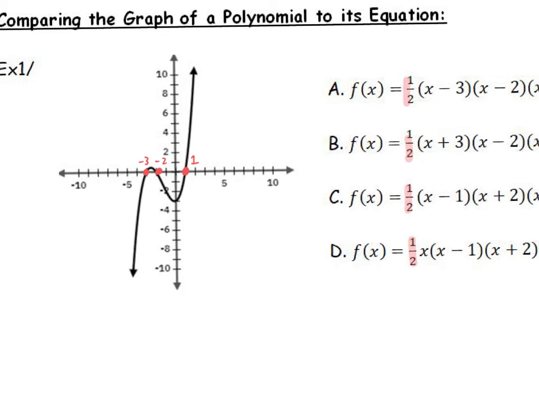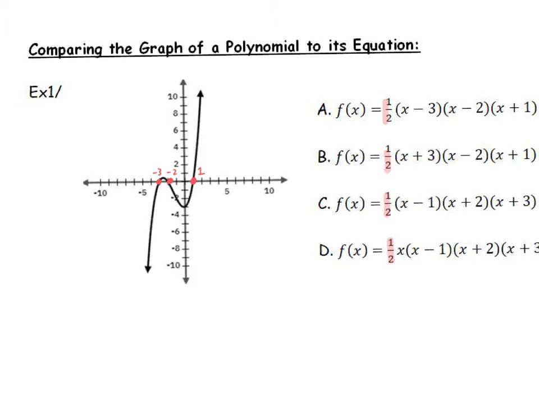Okay, so I'm going to jot something down here, and once you get good at this, you might not have to write it down every time, but my zeros are -3, -2, and +1. Now, we talked about how for a zero, we use the opposite symbol in the factor. So if my zero is -3, that means that the factor is x plus 3. If I have a zero at -2, the factor is x plus 2. If I have a zero at +1, the factor is x minus 1.